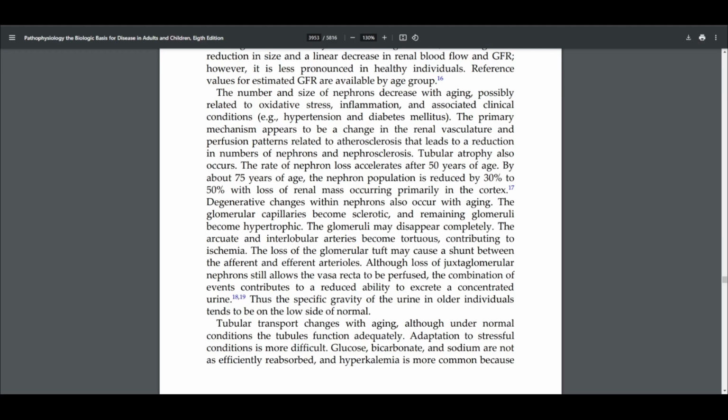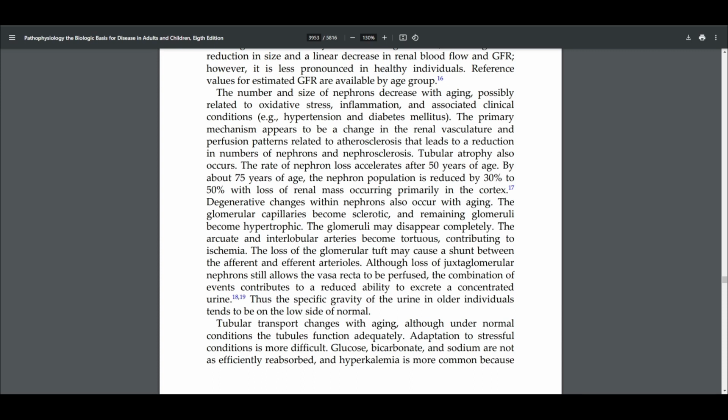The number and size of nephrons decrease with aging, possibly related to oxidative stress, inflammation, and associated clinical conditions, your hypertension and diabetes mellitus. The primary mechanism appears to be the change in the renal vasculature and perfusion patterns related to atherosclerosis that leads to a reduction in number of nephrons and nephrosclerosis. Tubular atrophy also occurs. The rate of nephron loss accelerates after 50 years of age. By about 75 years of age, the nephron population is reduced by 30% to 50%, with loss of renal mass occurring primarily at the cortex.